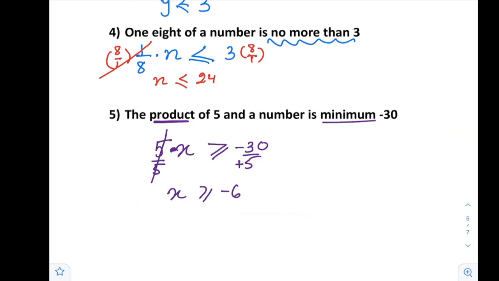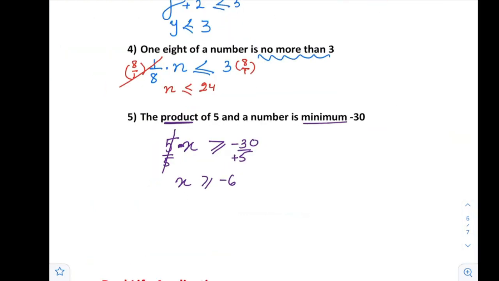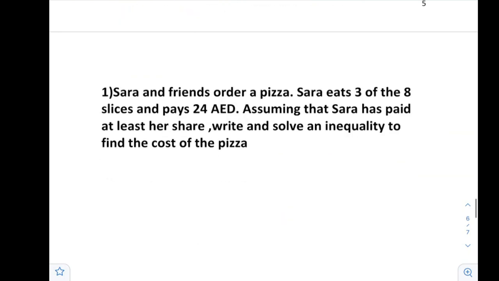Now we were able to translate, so we translated verbal statements into inequalities. Now let's go to a real life application.